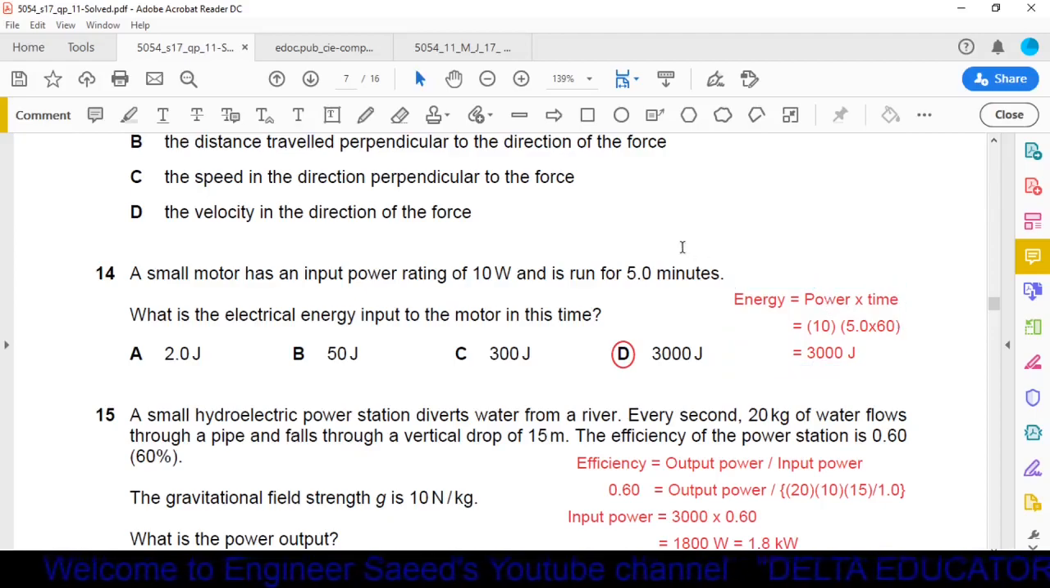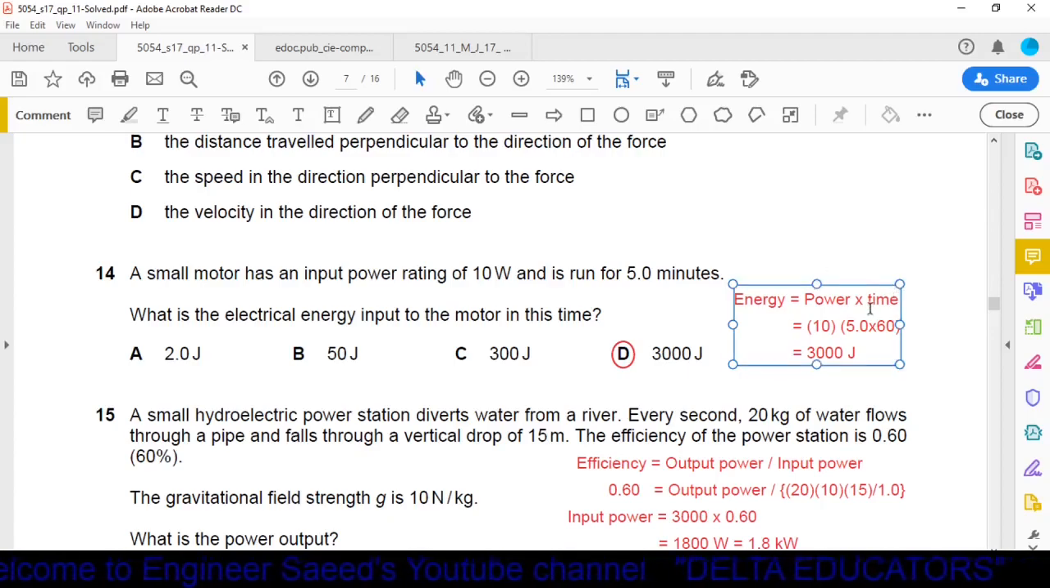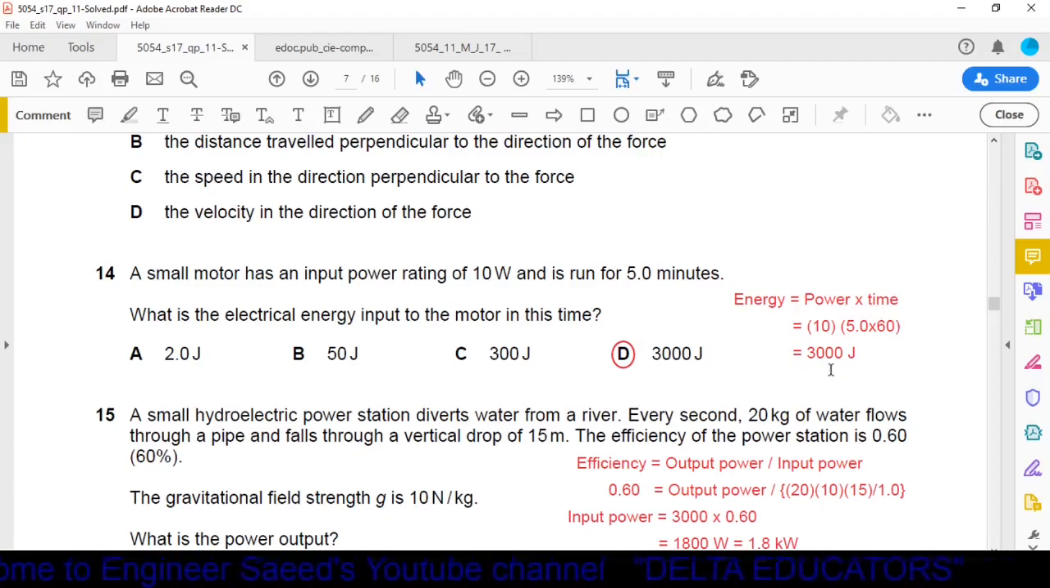But this time we have to consider in seconds. So we have to multiply this 5 by 60 to convert into seconds. So time in seconds is equal to 5 into 60, and by solving this one we will get the answer 3000 joules. Now 3000 joules is given in option D, so option D is the correct one.